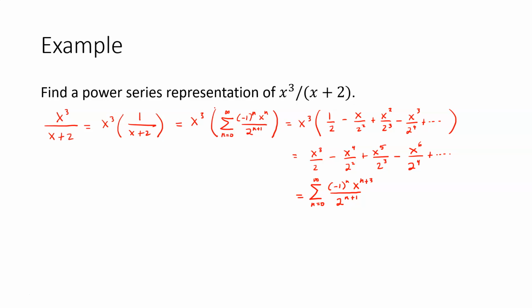So notice that this operation that we did here didn't change the radius or interval of convergence. In other words, the same radius and interval of convergence that we had before is the same here. So it still only converges when x is between negative 2 and positive 2.